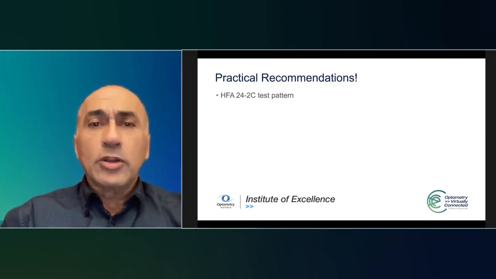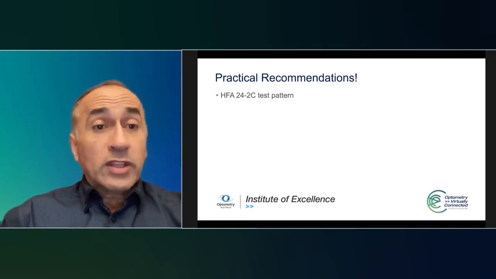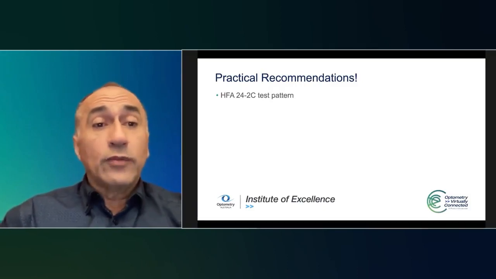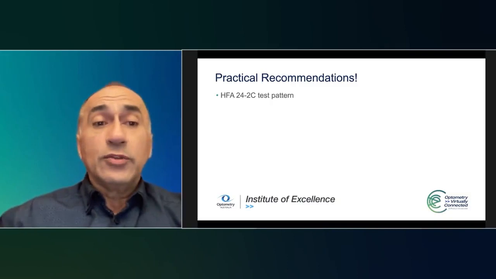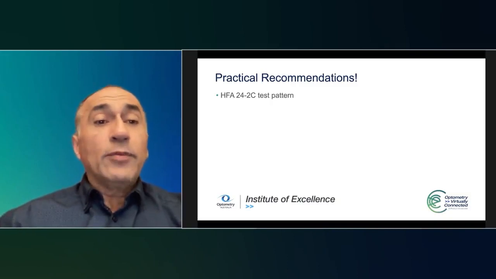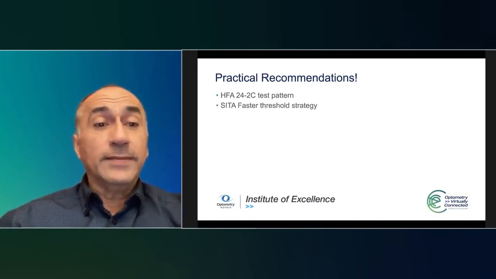That should be predominantly the only test you're using. If you've got the old Humphrey, you have to use the 24-2. And if they're missing any of those central points within 5 degrees, then you need to do a 10-2 separately. But for everyone else, use your 24-2C.